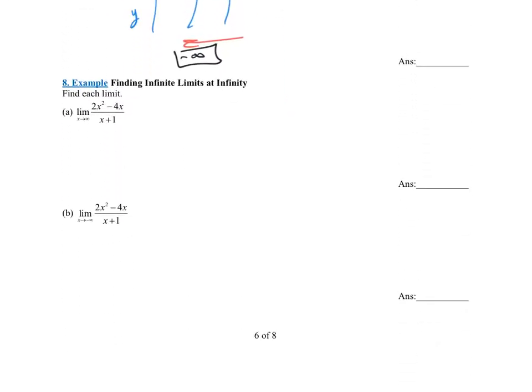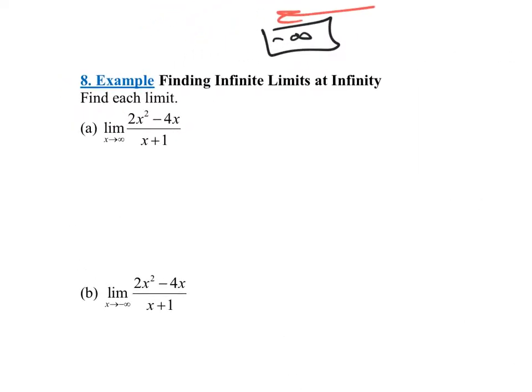How about example 8 here? It says the limit as x approaches infinity of (2x squared minus 4x) all over (x plus 1). The first thing I would notice is that if I plugged in infinity, I get infinity over infinity, which is an indeterminate form, meaning we need to do more work. The next thing I notice is this is top heavy, and because it's top heavy, it either approaches infinity or negative infinity. What's the easiest way to figure this out? Look at just your leading terms.